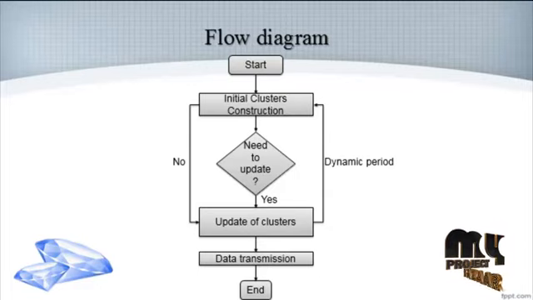Finally, the data transmission. In the data transmission, after the update of cluster procedure, CH nodes can represent the data feature of their clusters. That is, the CM nodes do not need to report their data continuously, so the communication cost is greatly reduced.